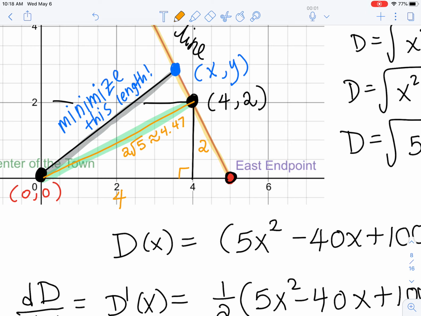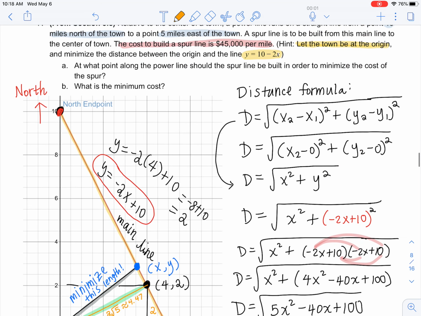So we talked about 3 different measures. X stands for how much to go east, Y stands for how much you should go up north, and the D of X stands for the distance. Once you figure out 4 miles east, 2 miles north, you can use the distance formula or the Pythagorean theorem, because you will need to find how long the spur line is going to be in order to figure out the cost for them. So, all right, we know the spur line has to be 4.47 miles long.